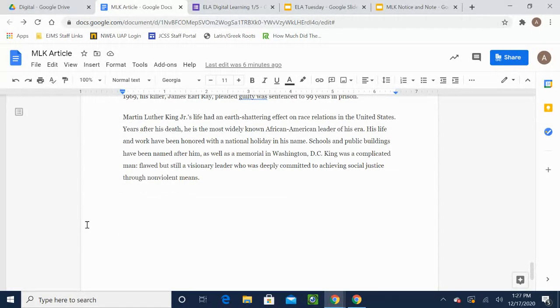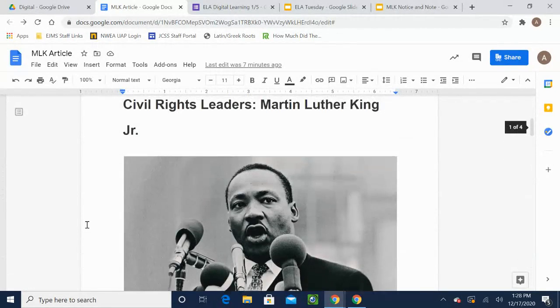Martin Luther King Jr.'s life had an earth-shattering effect on race relations in the United States. Years after his death, he is the most widely known African American leader of his era. His life and work have been honored with a national holiday in his name. Schools and public buildings have been named after him, as well as a memorial in Washington, D.C. King was a complicated man, flawed, but still a visionary leader who was deeply committed to achieving social justice through nonviolent means. All right, there's the article.